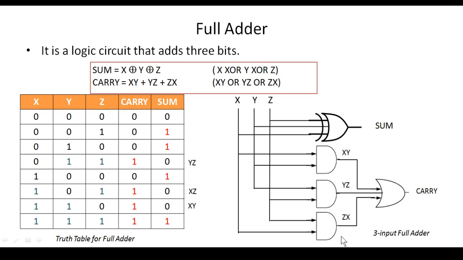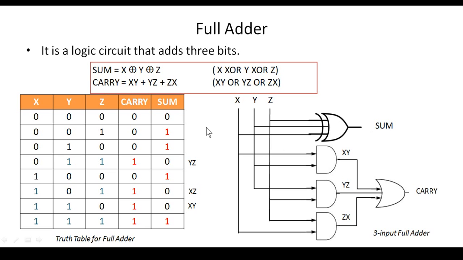Now you are going to represent it as a logic circuit. You will have three variables, so you draw three lines. First join all the three to an XOR gate. So that is the sum. That is nothing but X XOR Y XOR Z. That is the first gate that you're going to draw, and then the remaining.